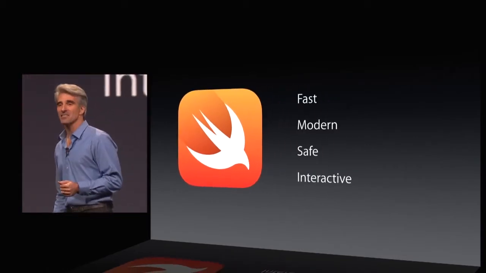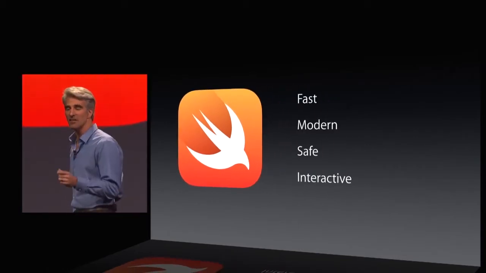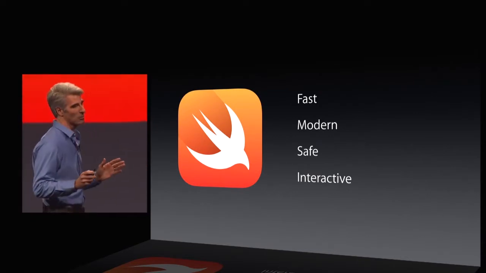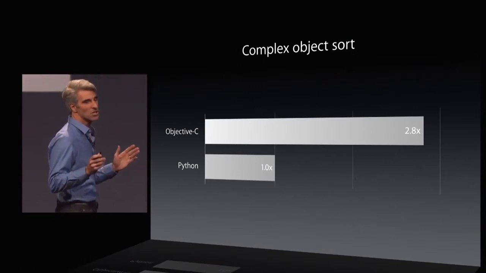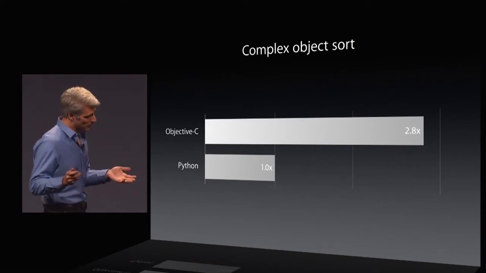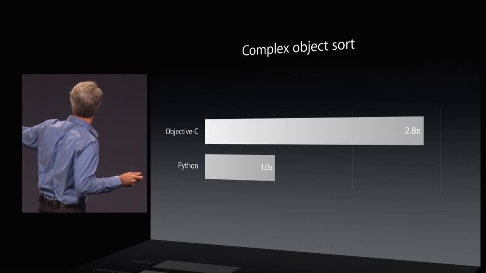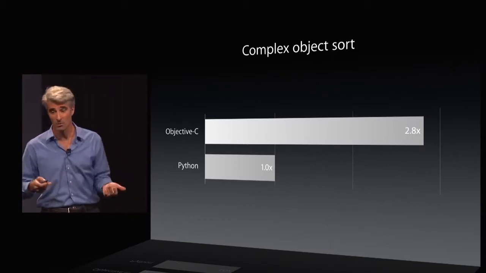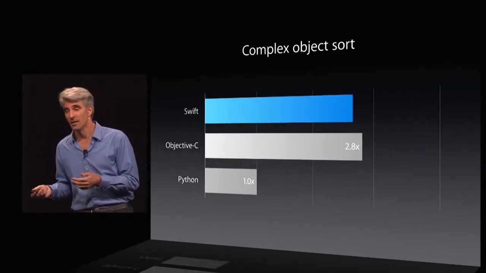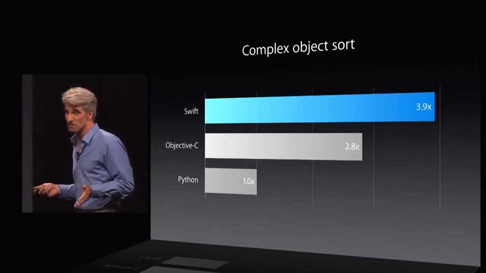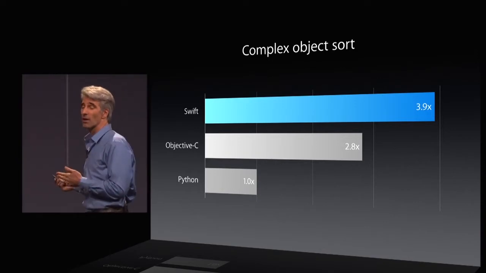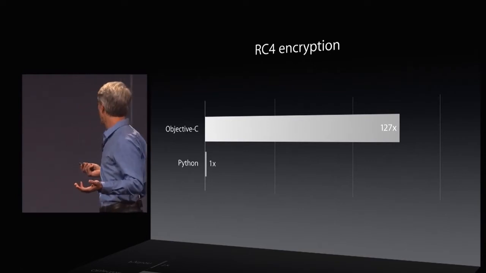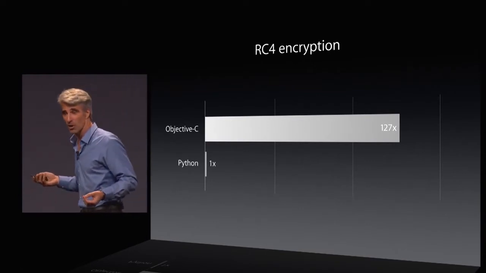Swift is fast, it is modern, it is designed for safety, and it enables a level of interactivity and development that you've never seen on the platform. When it comes to speed, Swift is great. Compare Python, a popular scripting language, with Objective-C when it comes to something like, let's say, complex object sort. Objective-C is a lot faster, but Swift is faster still. And take something like RC4 encryption, extremely computationally intensive. Python gets utterly crushed in this particular benchmark.